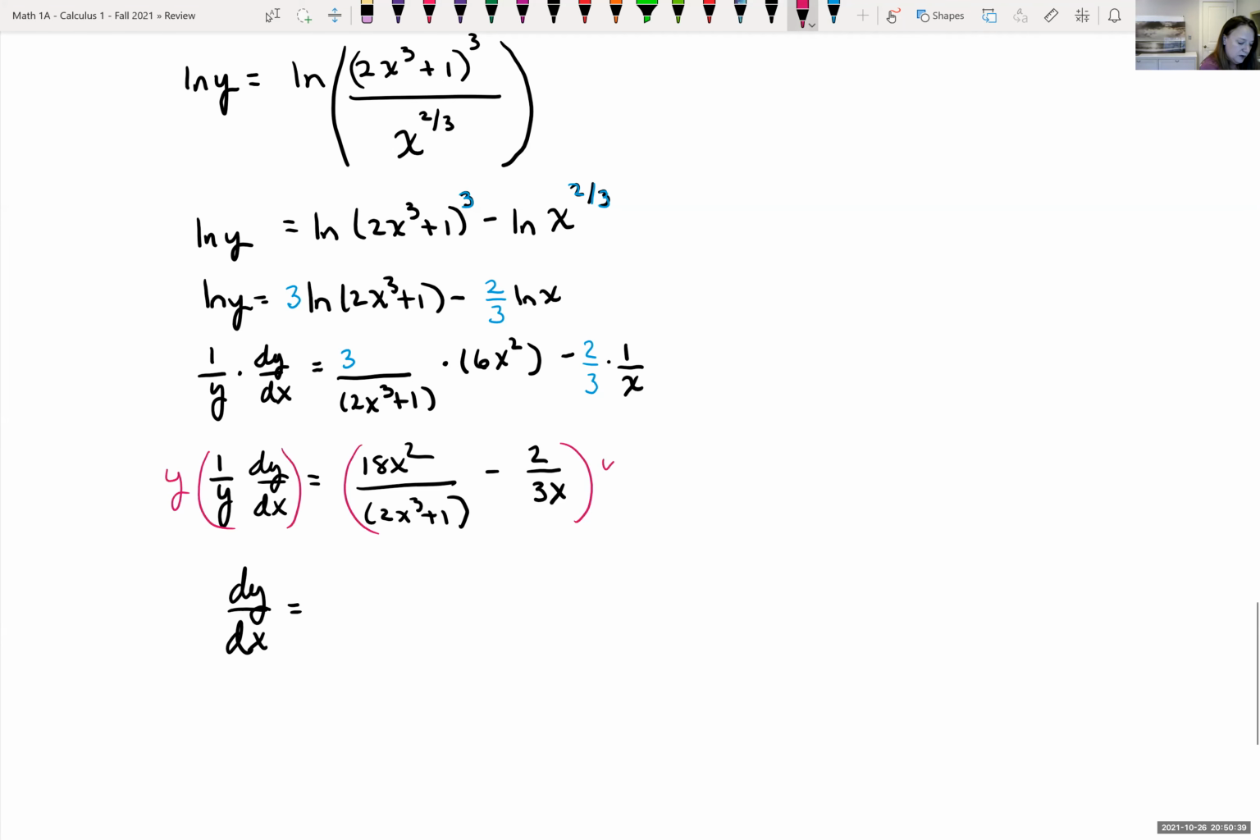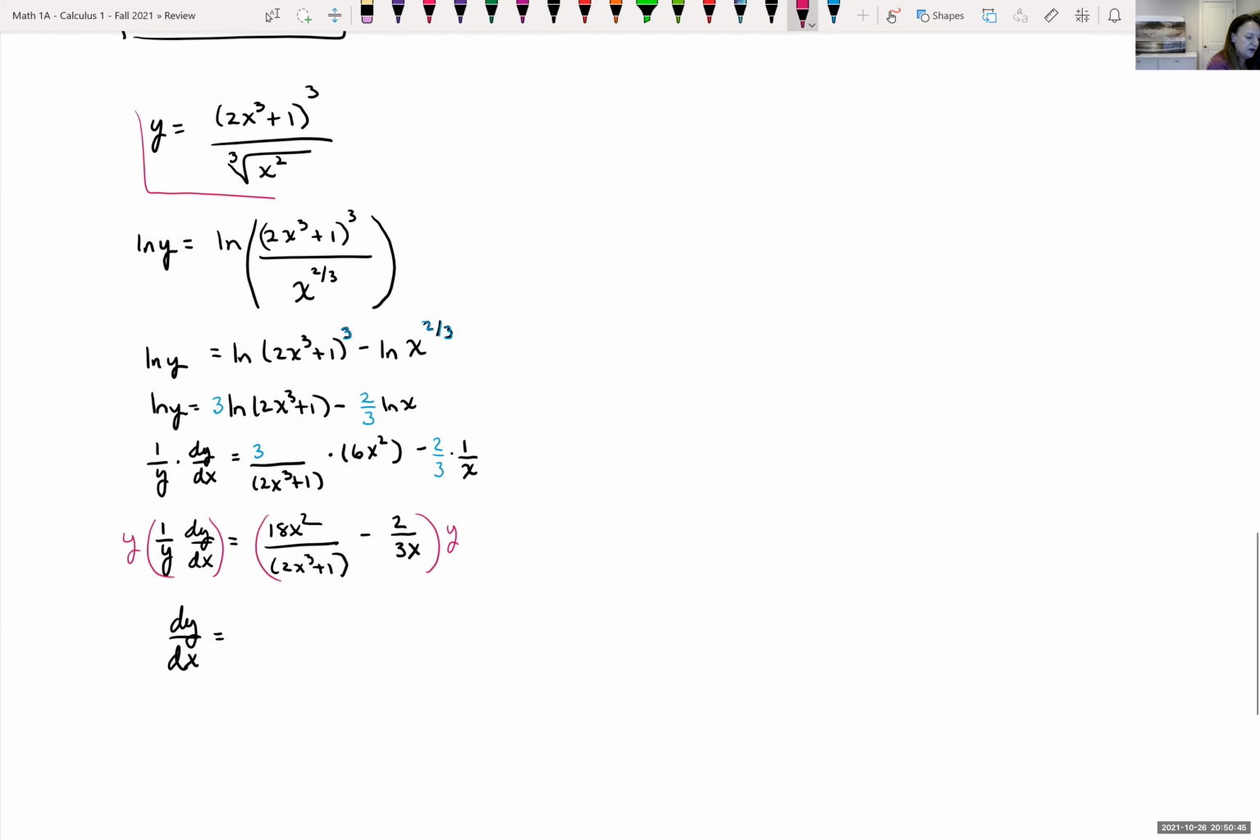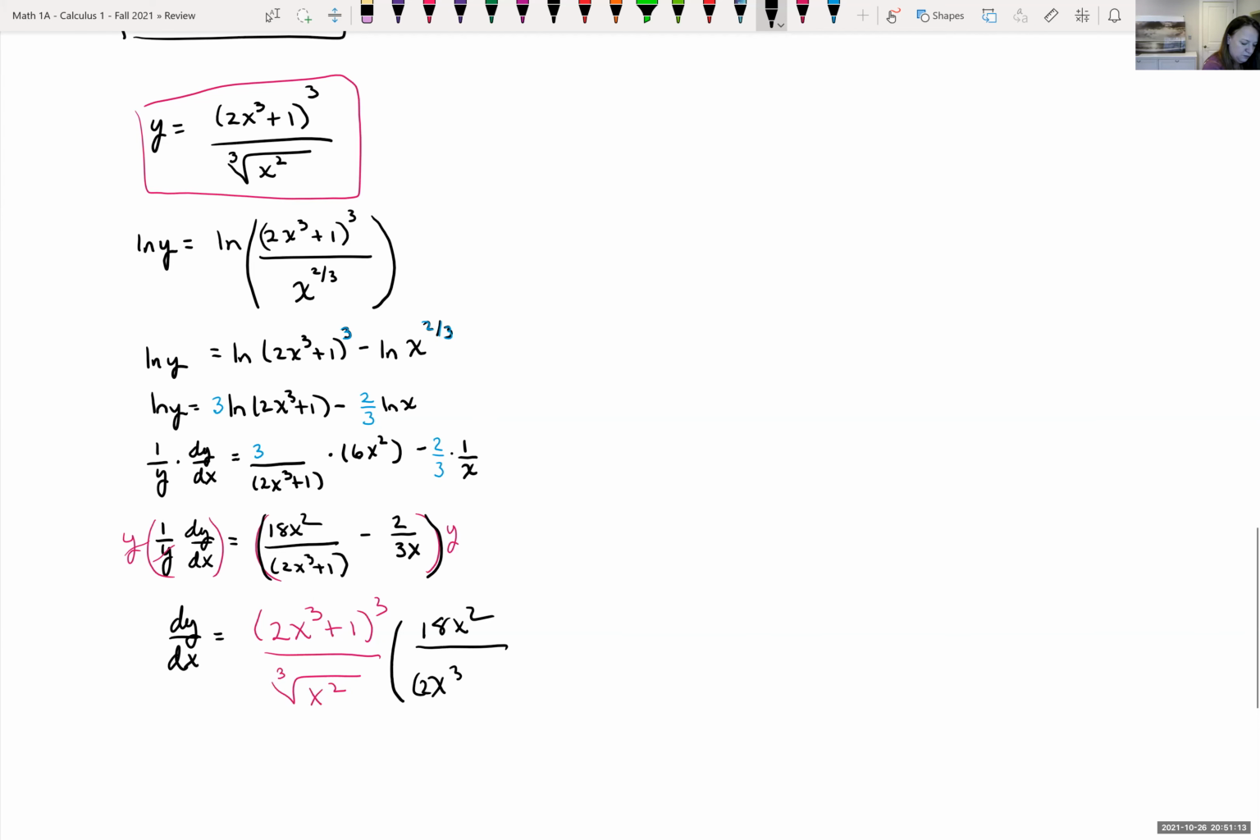is equal to y, but y is what we originally started with, right? So when we write y on this one side, because those cancel on the left-hand side, we're going to write that y as this 2x cubed plus 1 cubed all over the cube root of x squared, times this whole side, 18x squared all over 2x cubed plus 1, minus 2 over 3x.